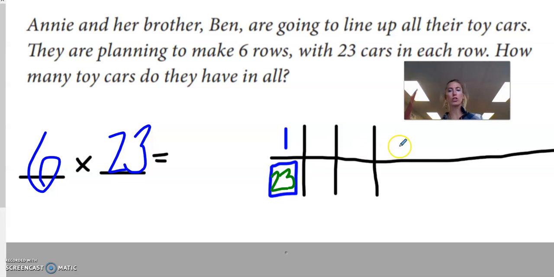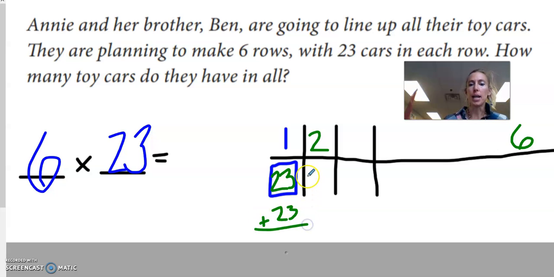And now I'm trying at the end to get to 6, okay? So I'm trying to get to 6. Do I have to go every single one to get there? Probably not. So from 1, I'm going to go to 2. I'm going to step it up to 2. Well, if I go to 2 rows, that'd be 23 in each row. So I need to double the 23. And if I double the 23, I would be at 46 cars.